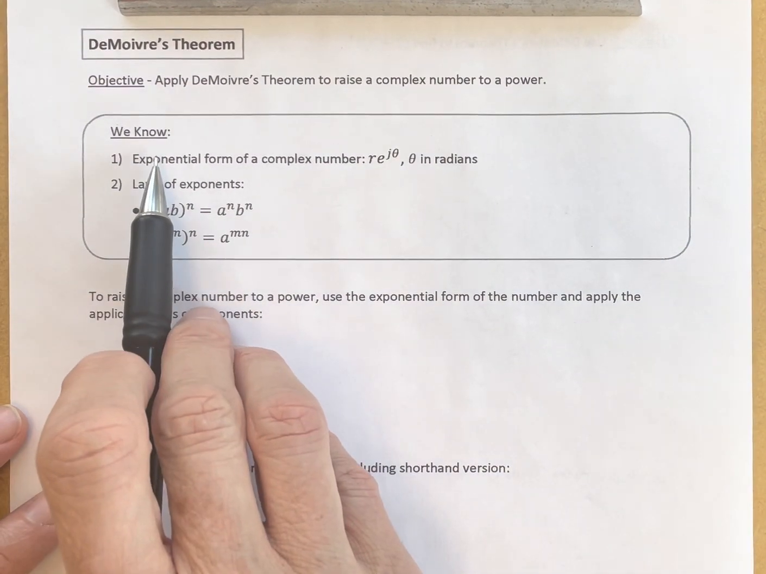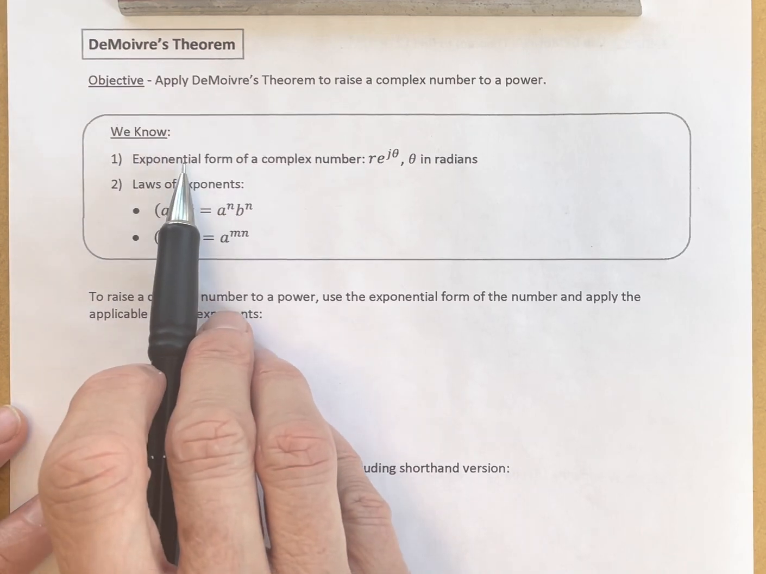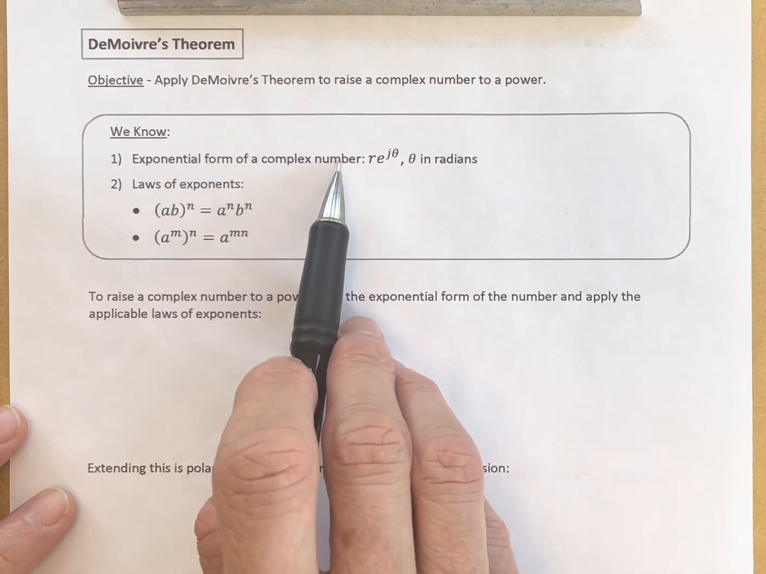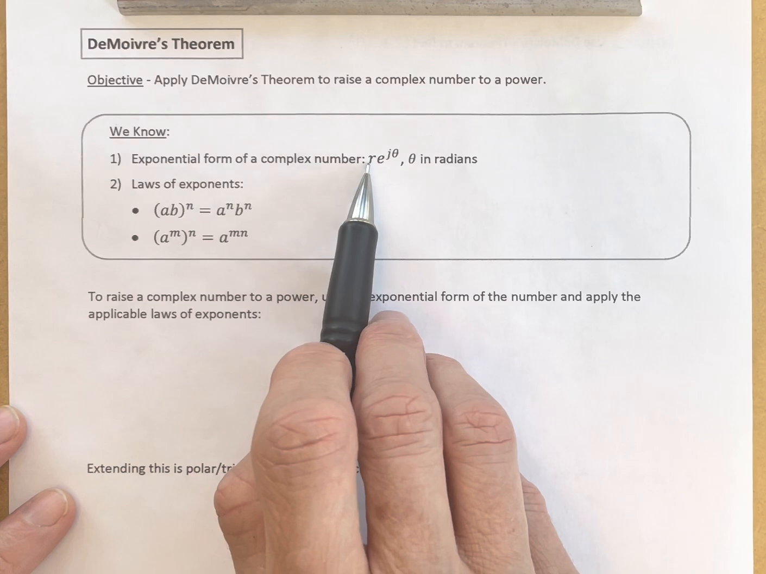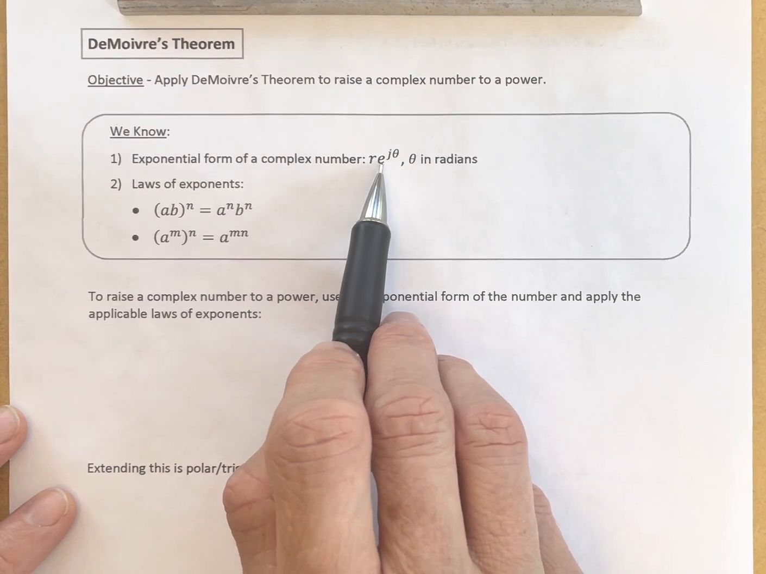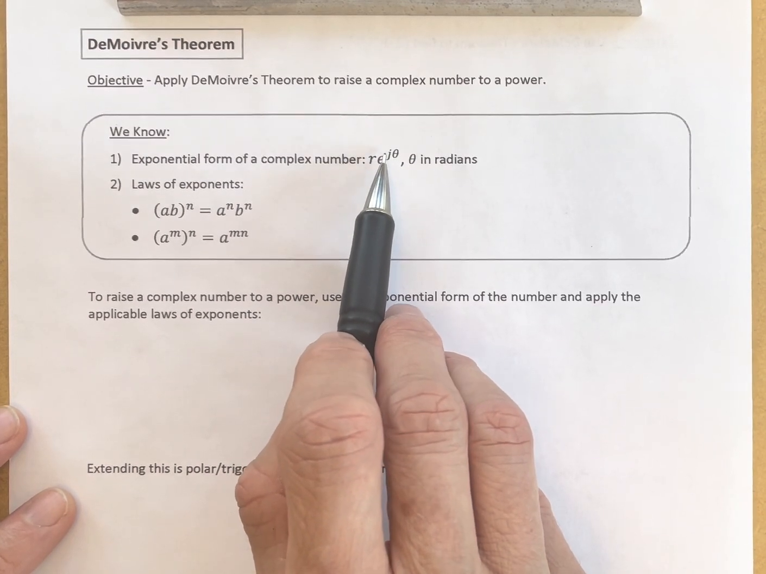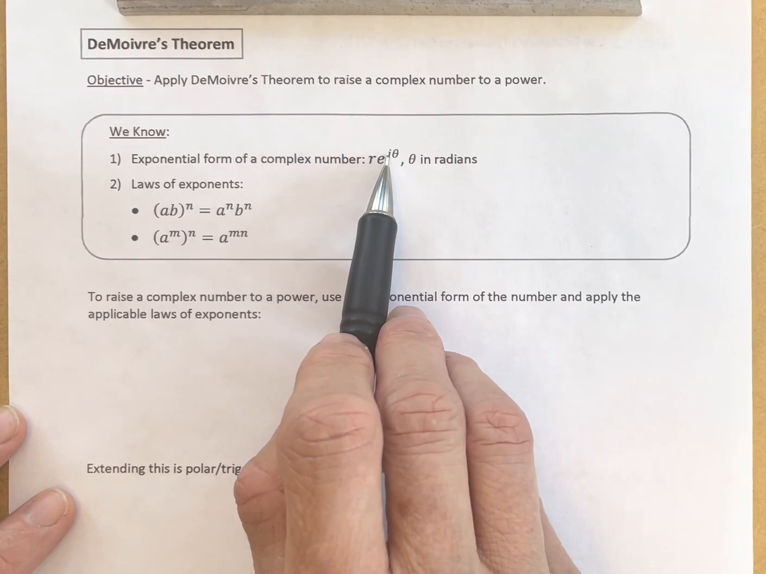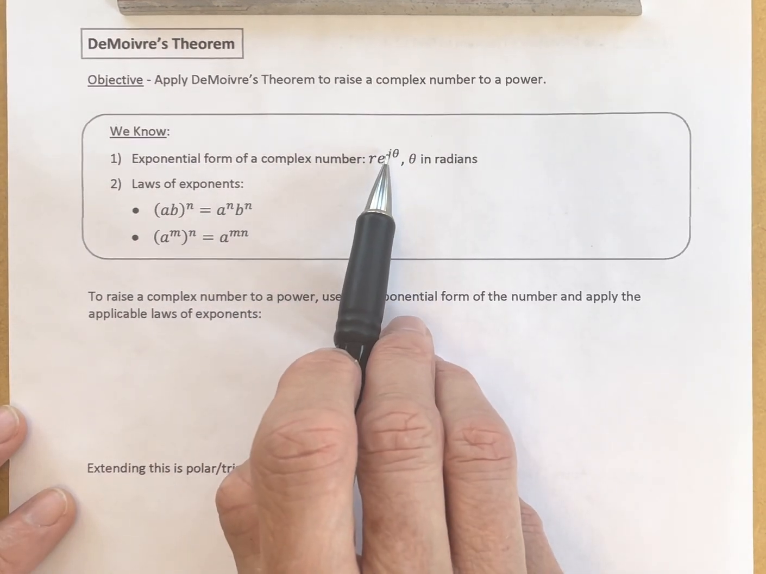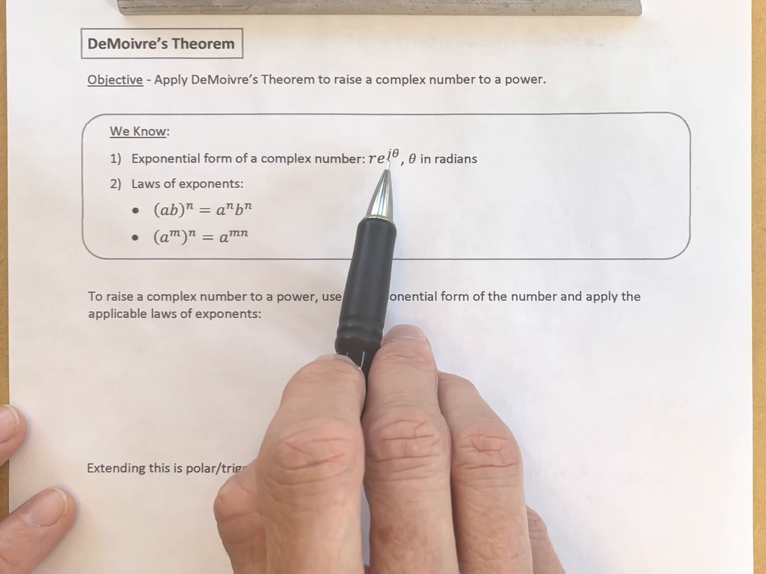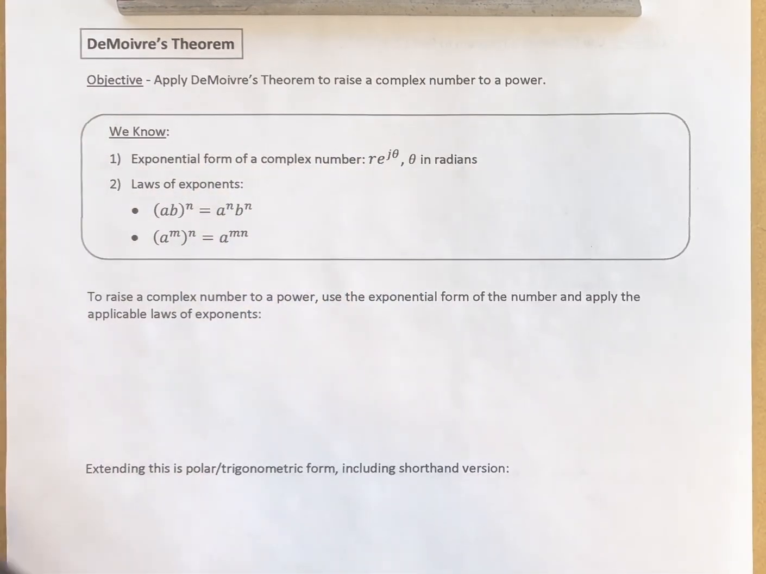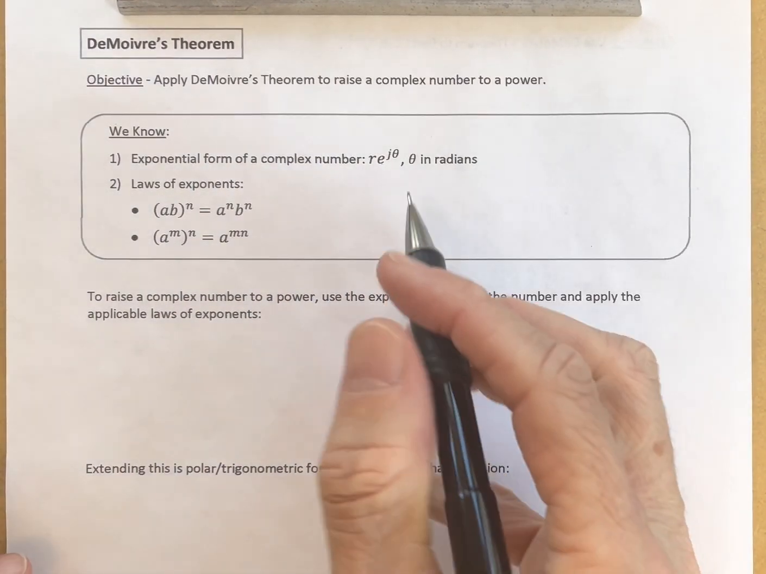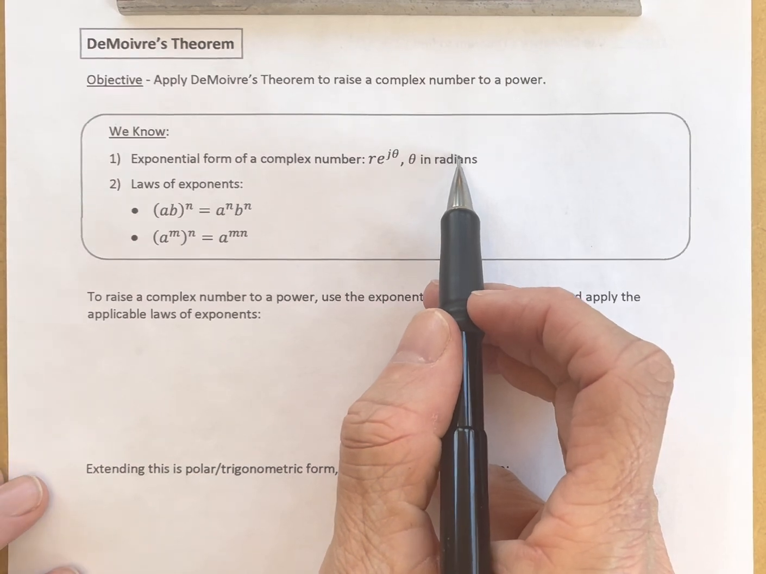Let's recall a couple of things we already know. We already know what the exponential form of a complex number looks like. It's r times e, the natural number, raised to j theta. j is our imaginary unit, and theta in the exponential form is in radians. And we're just using it here to come up with the formula.